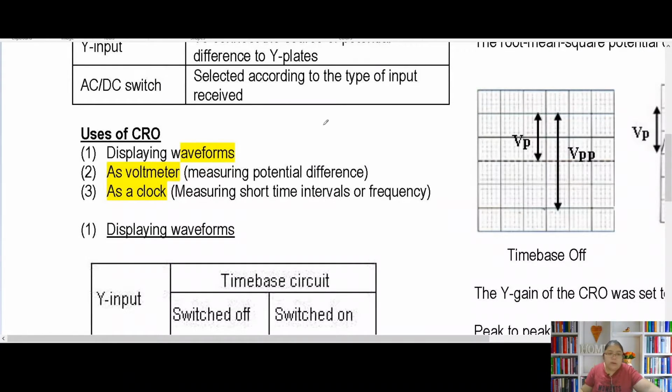Okay, CRO. Why do we need to learn about CRO actually? The CRO function is to display the pattern of the waveform. Number 2, it can be the voltmeter, because I told you they have Y gain, is it? Y gain reads the voltage, so that means it can show how many volts. They can also be the clock, because they have time base. Time base can show the time taken. So these are the 3 functions of the CRO.